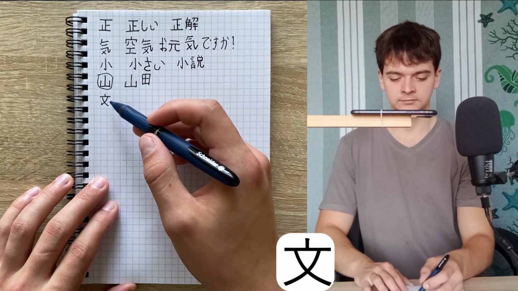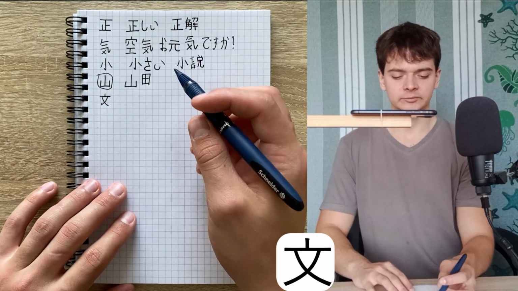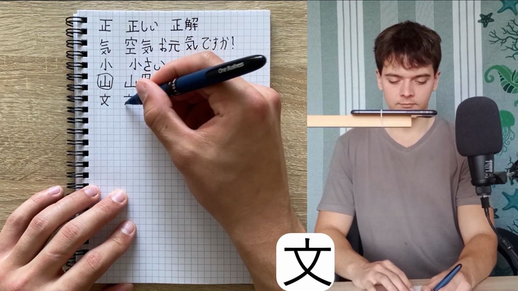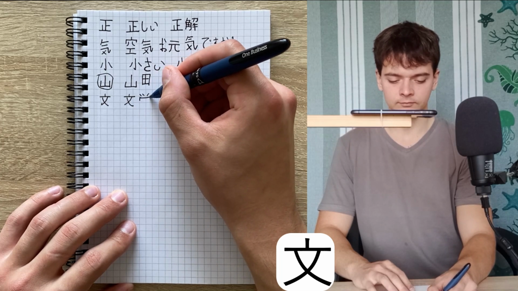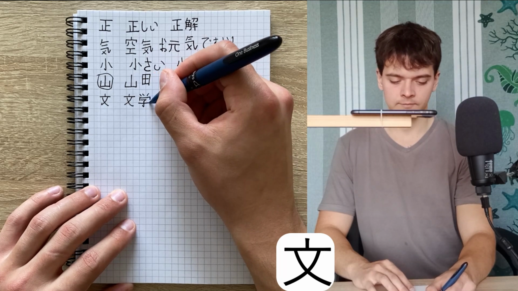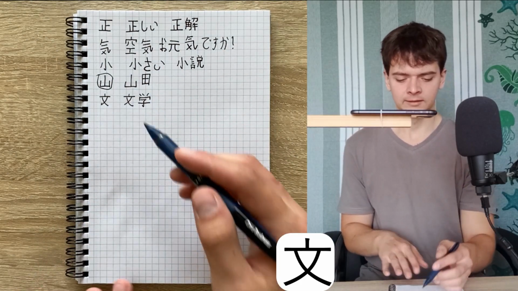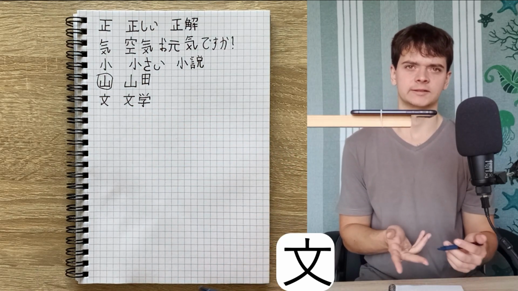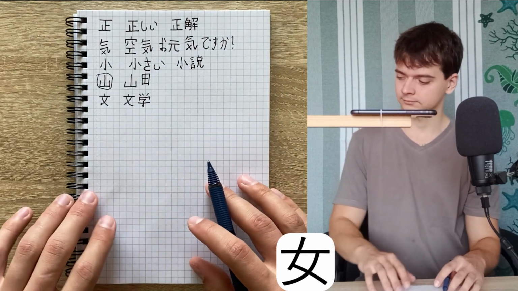This is bun. Bun means sentence. It can be used in the word for literature. Literature means bungaku. Bungaku. You already know that this is the kanji for school. So bun, sentence, the school of sentences. And since literature is about the sentences, bungaku.